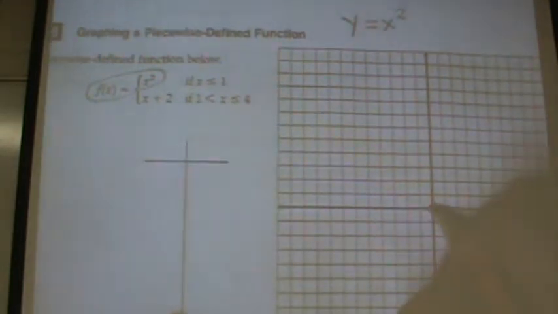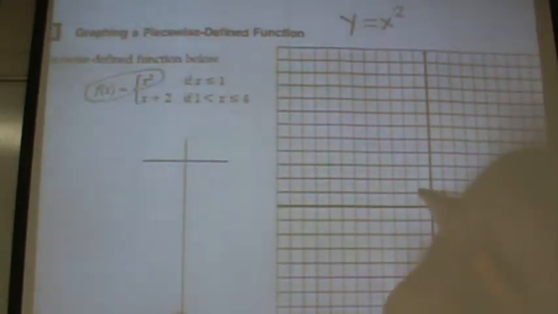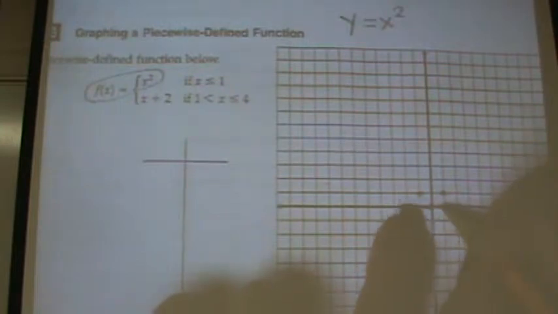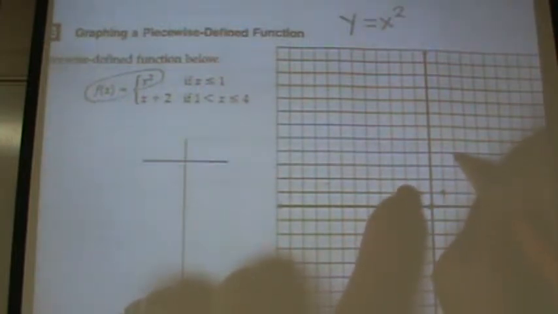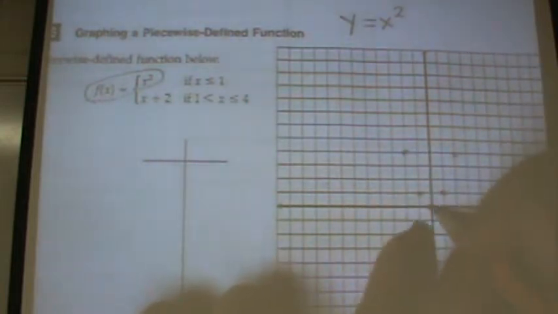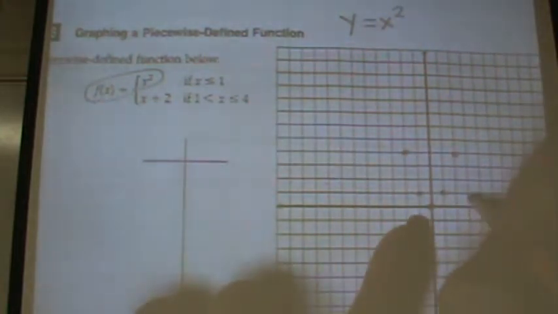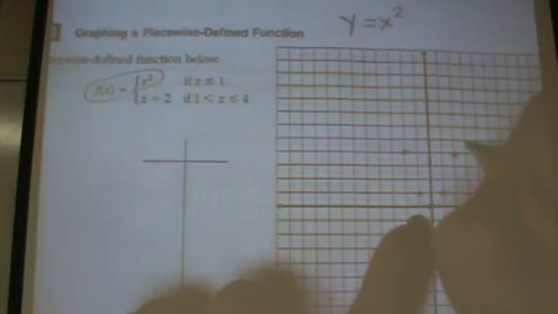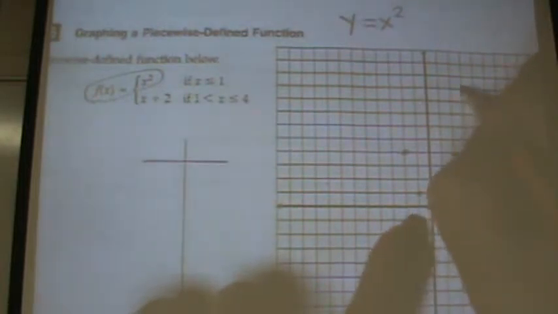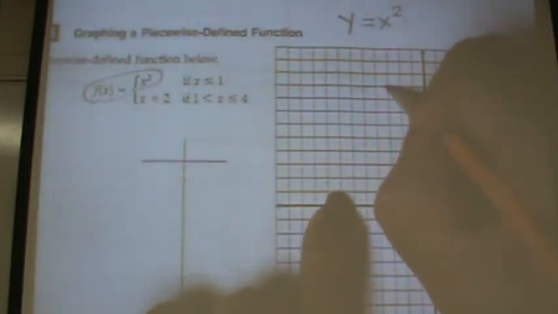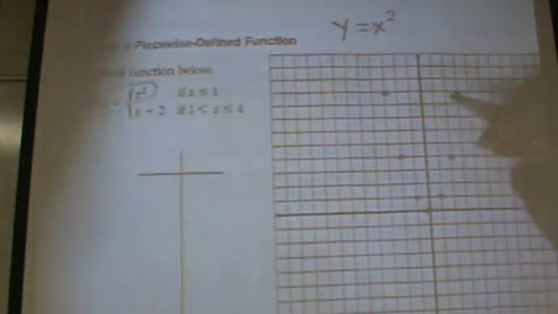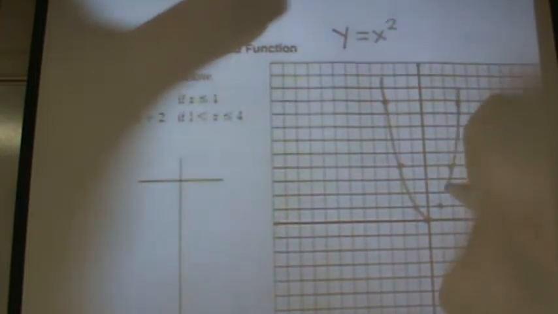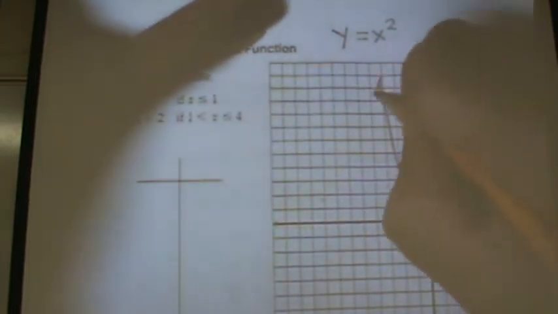It's a parabola. If someone said graph y equals x squared, you start at the origin, over 1 up 1, over 2 up 4, and over 3 up 9. 1, 2, 3, 4, 5, 6, 7, 8, 9. Okay? So if we were to sketch a graph of this, this is the parabola. This is y equals x squared.